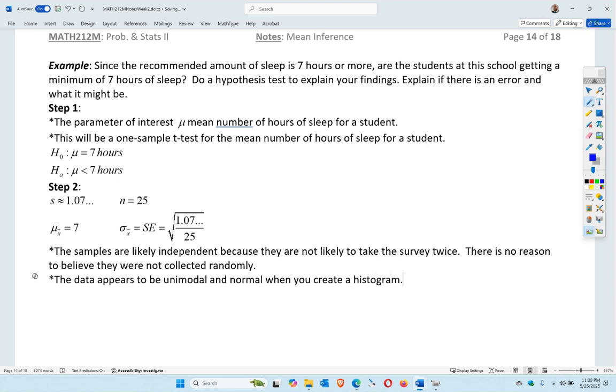Okay, so you're welcome to graph the data if you want, but it looks approximately normal, because if it doesn't, you have a problem, right? So with mean data, you have to be independent and random, and it has to be unimodal or normal. Okay, so step 3. So what are we doing? Can we do it? Let's do it. So step 3.